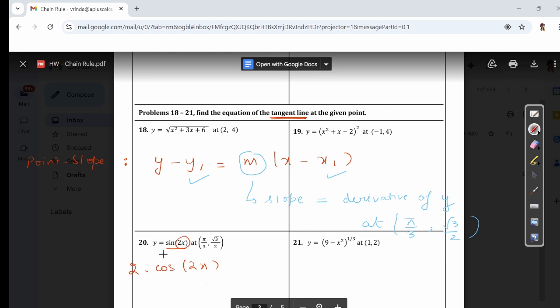So this is the derivative of the function, but you find out the derivative at this point. So all you need to do is just plug in x is equal to pi by 3. So 2 times cosine of 2 times pi by 3. So Anika, do you know the values of trigonometric functions? Yes. So this is cosine of pi by 6.